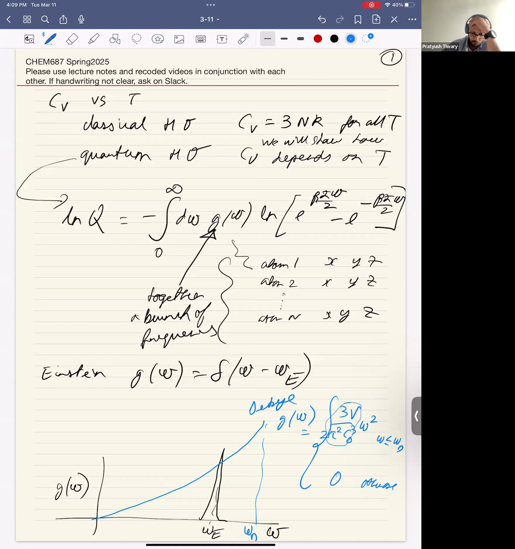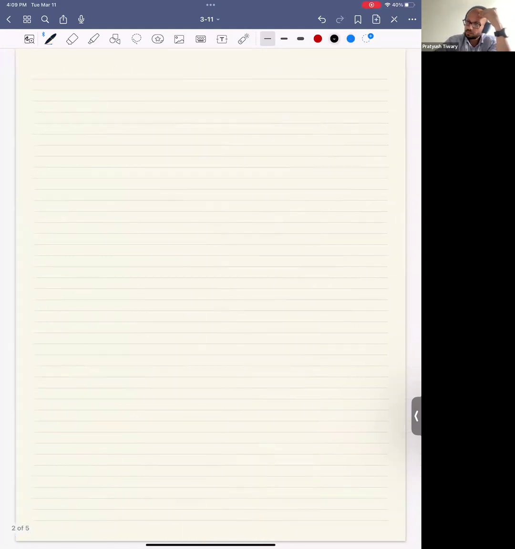So why does Debye have a cutoff? I really can't be sure why Debye took a cutoff. I don't know him. But I think this was his rationale.